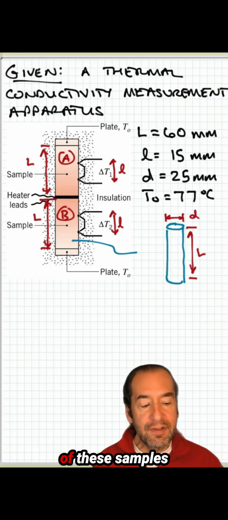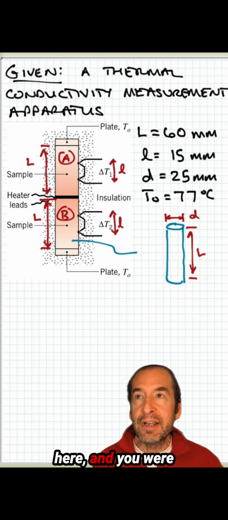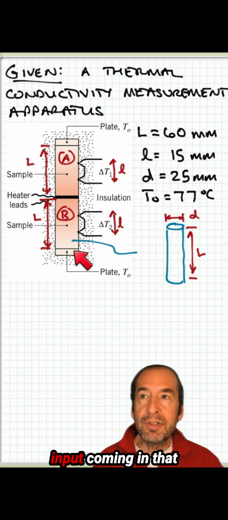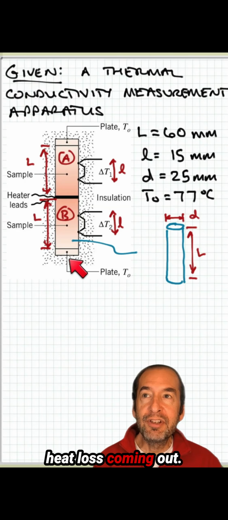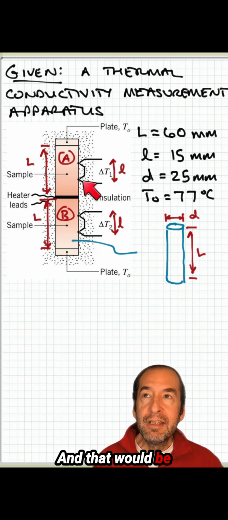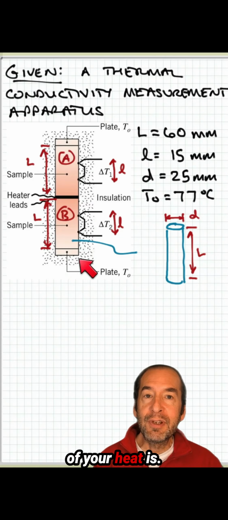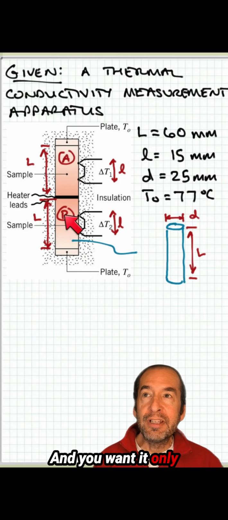If you just had one of these samples here and you were heating it from the bottom, then there would be a lot of heat input coming in that you wanted to go in one direction, up and down, vertically here. But then you would really have to insulate it very carefully at the bottom because you don't want any heat loss coming out. And that would be more difficult to do because that's really the source where most of your heat is, and you want it only to be directed upward into the sample.